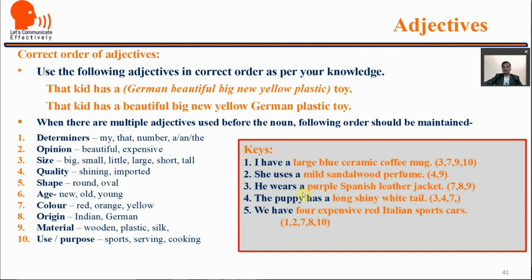All right. He wears a purple Spanish leather jacket. The puppy has a long shiny white tail. We have 4 expensive red Italian sports cars. Okay, so though I have given you all those examples of the adjectives, and though they look challenging, the fact is it is unusual to have more than 3 adjectives in a row. So for a noun to describe, we should not use more than 3 adjectives. So here this is fine, this is also fine, this is also okay, but this one, we have 4 expensive red Italian sports cars, looks unusual. Same with this sentence. It is just for example I have taken. Using such a long sentence with more than 3 adjectives is unusual.